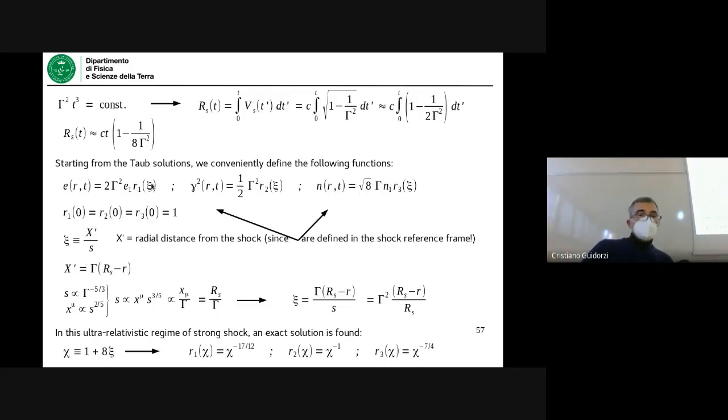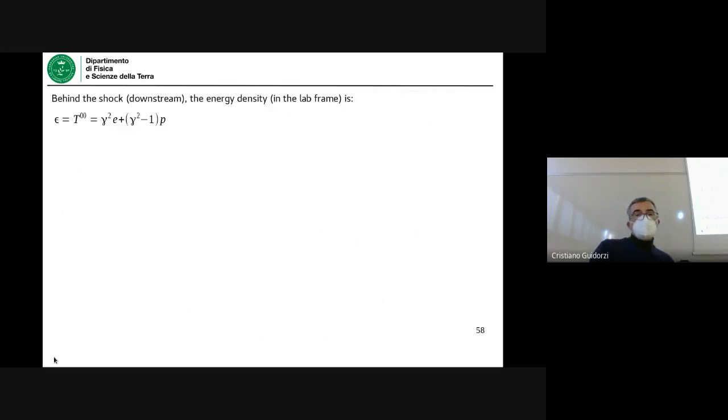The three functions that are your unknowns, R1, R2, R3, which again describe the energy density, the Lorentz factor of the fluid, and the number density at any point, at any time within the fireball, are power-law functions of this quantity chi.